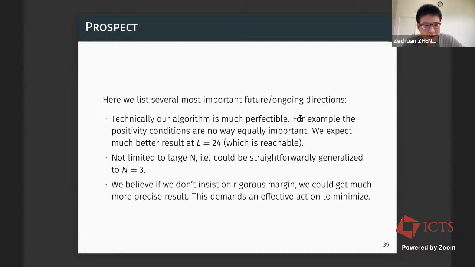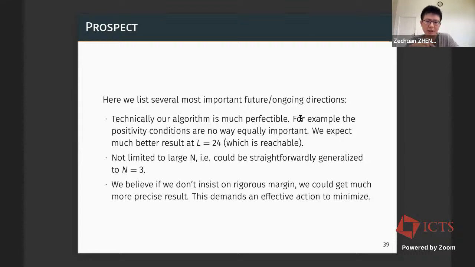The first 2 points, I think we will get some results very soon. The first one is technically our algorithm, which is still very perfectible. For example, the positivity condition: it is unlikely that the whole positivity matrix contains parts that are all equally important. It is very likely that a very small part of the positivity condition already contains 99% of the information. So we need to come up with a very clever way to select the positivity condition. When this is done, we can easily push the bootstrap cutoff to Lmax equals 24. At this cutoff, we expect that we will have precision very close to the Monte Carlo maybe.